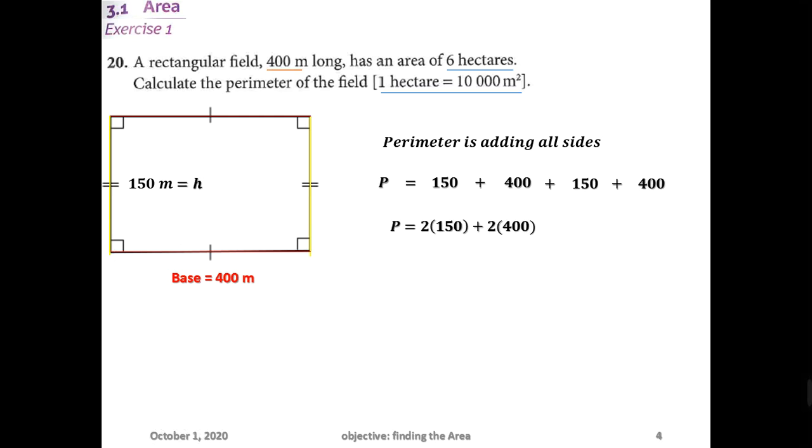Now, this can be written as well as perimeter is equal to 2 times 150 plus 2 times 400. If you insert this in the calculator, the final answer will be 1100, and it's in meter, not in meter squared as it is for the area, because the perimeter is the length of adding all sides to close the shape.